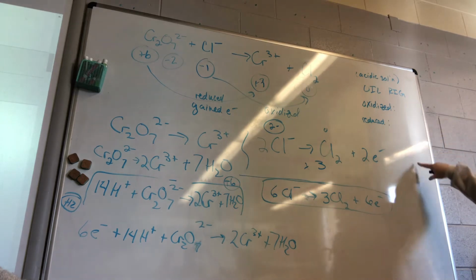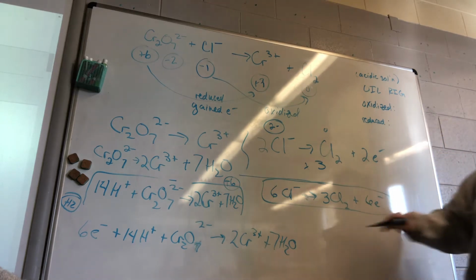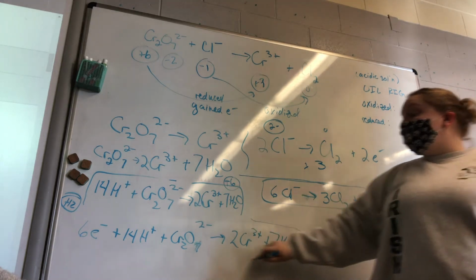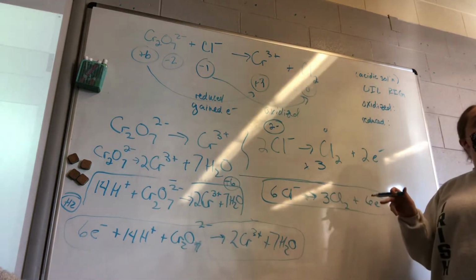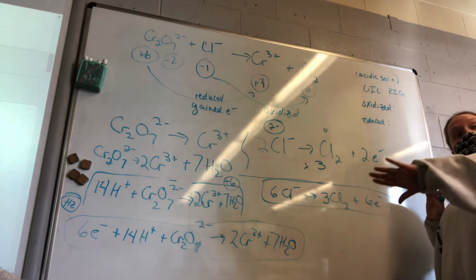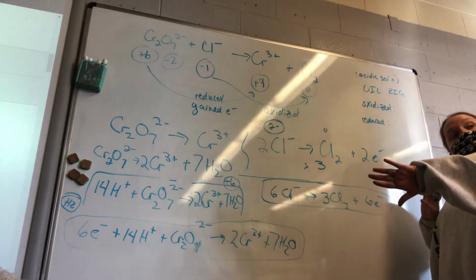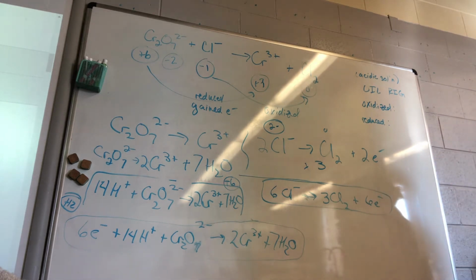Why do you multiply it by 3? Because we want the number of electrons in each reaction to be the same number, so that when we add them together, they cancel on both sides. Do you see? Okay. It's a good question.